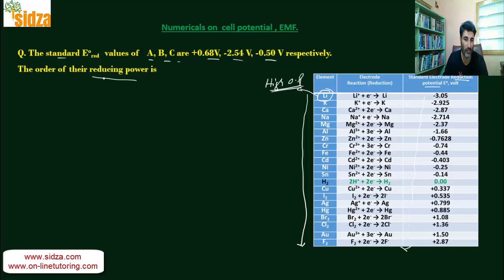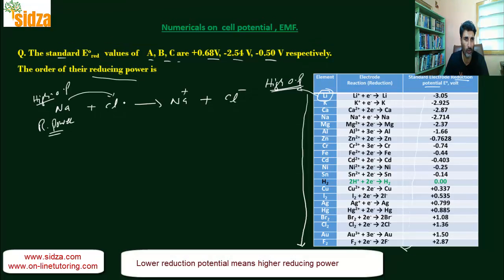Reducing power means, suppose you take a sodium and you have a chlorine, and we know that in this case the sodium will lose an electron and chlorine will gain, and we find the sodium form is Na positive and the chlorine form is Cl negative here. So in this case we can see that sodium has a high oxidation potential. It has a very high tendency to lose electrons, which means that sodium is a good reducing agent, right? So it has good reducing power. It is because of this sodium that the chlorine has been reduced.